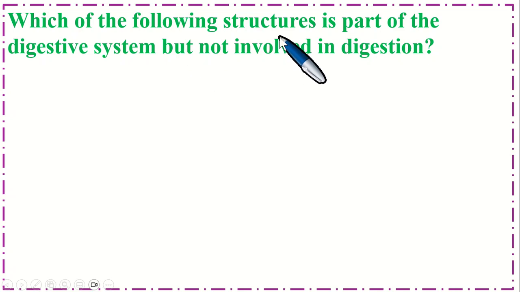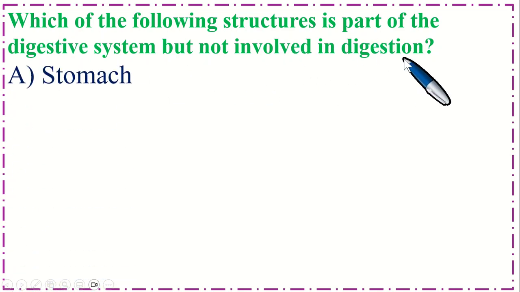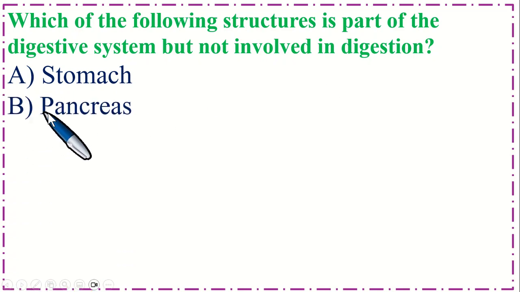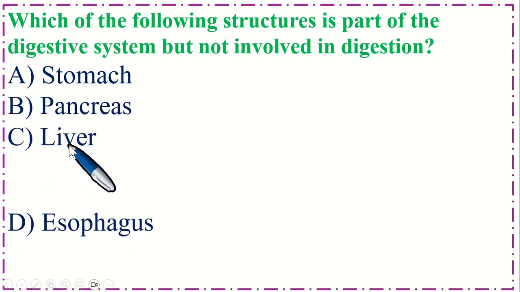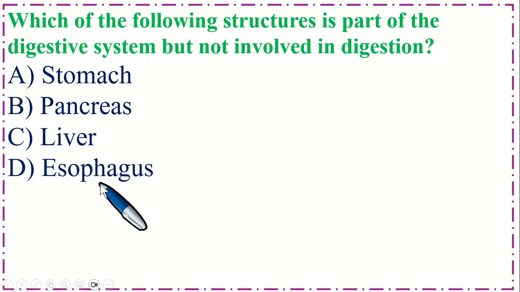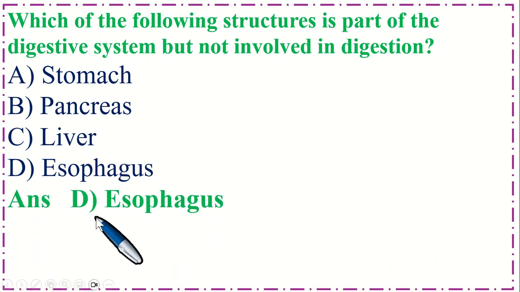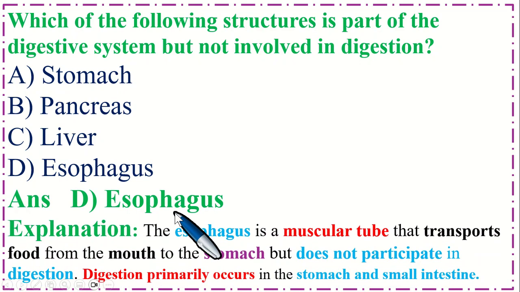Which of the following structures is part of the digestive system but not involved in digestion? Option A stomach, B pancreas, C liver, and option D esophagus. So the correct option is D, esophagus. Explanation is, the esophagus is a muscular tube that transports food from mouth to the stomach but does not participate in digestion. Digestion primarily occurs in stomach and small intestine.